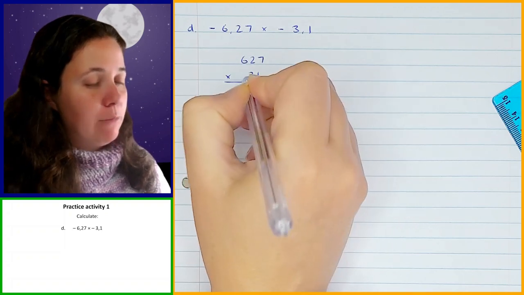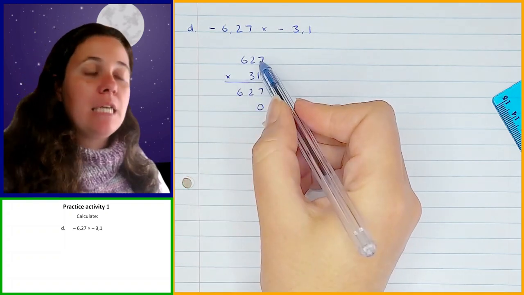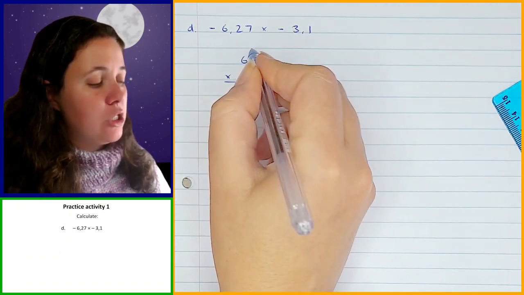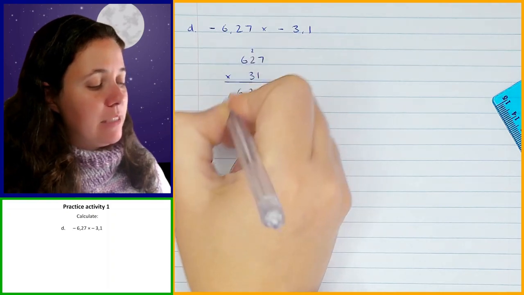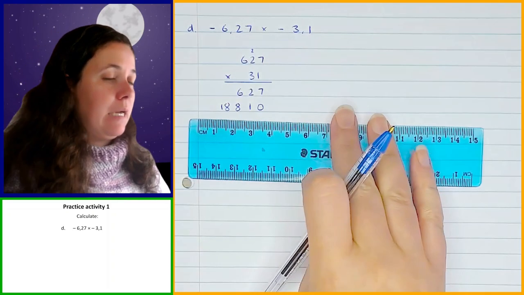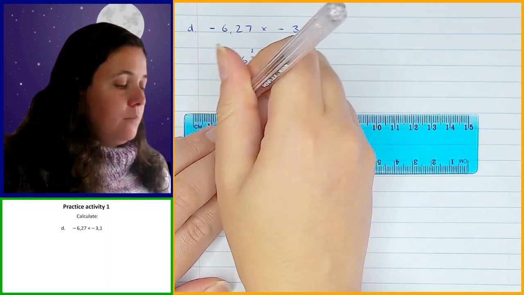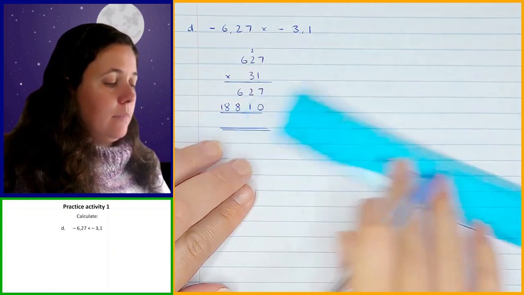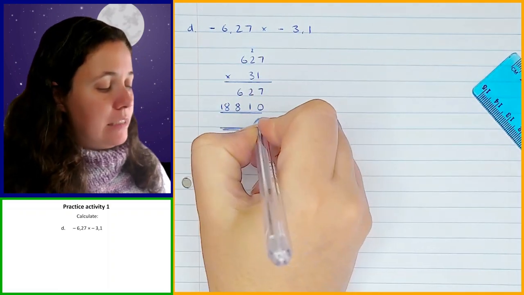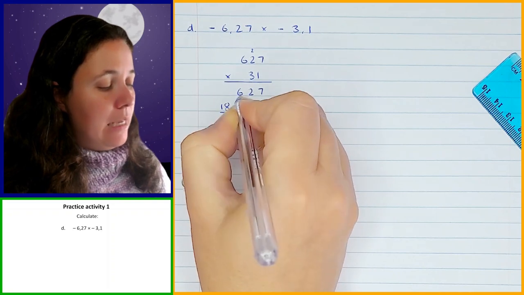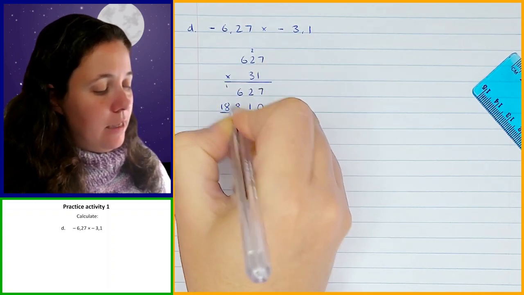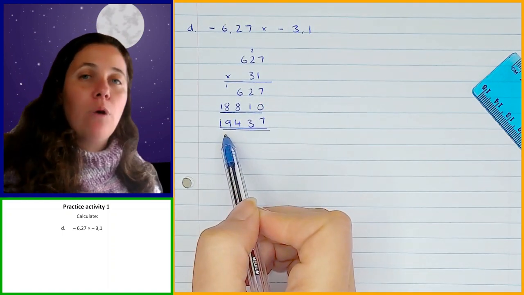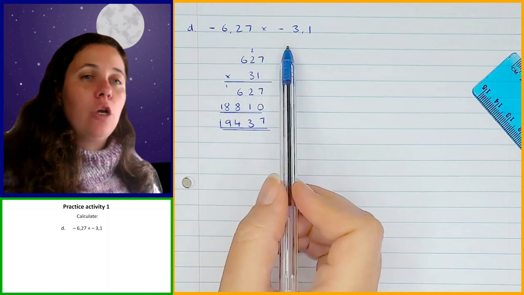Then I put down a 0 because I'm multiplying by 30, not just 3. Then 3 times 7 is 21. 3 times 2 is 6, plus 2 is 8. And then 3 times 6 is 18. And now I'm going to go and add those together. So now I've got 7 plus 0 is 7, 2 plus 1 is 3, 6 plus 8 is 14, 1 plus 8 is 9, and then 1. So I end up with 19,437.